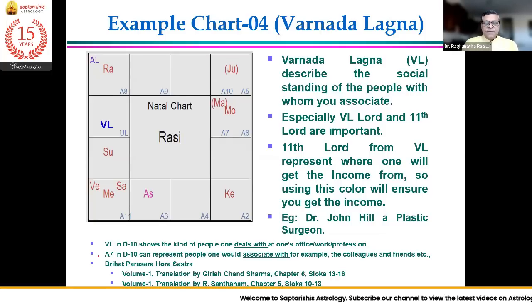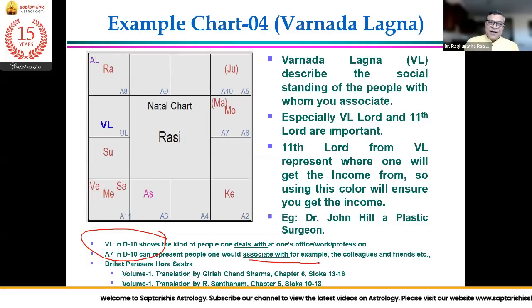I think the simplest thing is, if you want to go to the detail level of Varga Chakras, of Dashamsha, for example, Varnada Lagna in detail shows the kind of people you're dealing with at work, office, profession. But A7, Arudhapada of the 7th house, in D10 can represent people one should associate with, for example. See, there's a distinction between those two. Try to understand, because by understanding Jaimini principles, then applying Varnada Lagna and applying the colors, possibly you can help a lot of people with not much spending, if they don't have resources to spend money on gemstones, right?